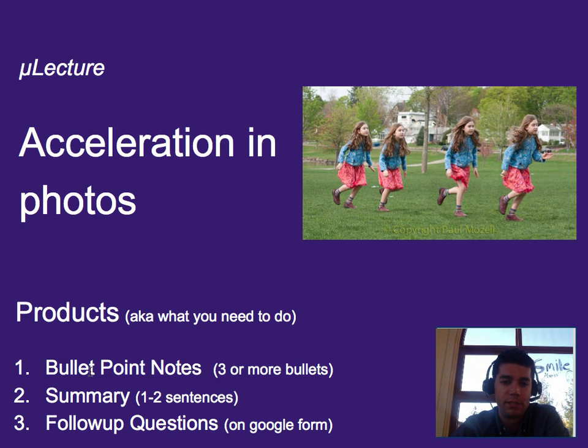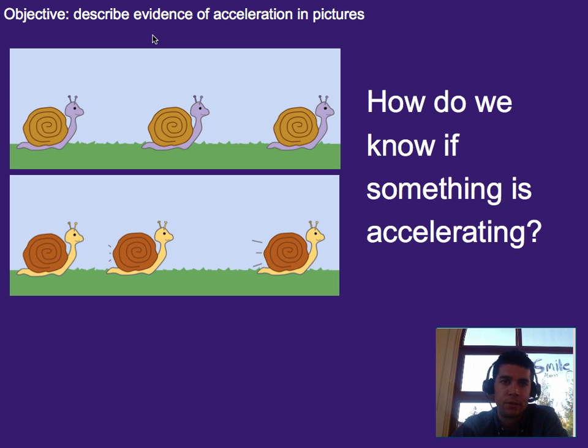In this case, you need 3 bullet points worth of notes, a 1 to 2 sentence summary, and the follow-up questions on Google Form for full credit. So our objective today is describe evidence of acceleration in pictures.